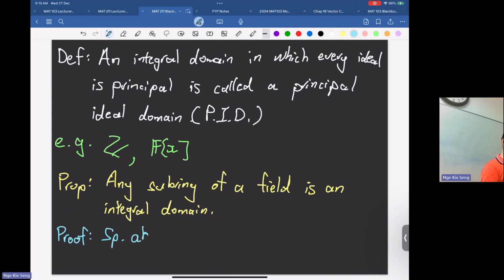Is this easy to see? Suppose AB equals 0. You want to show that A equals 0 or B equals 0. So how to show it? Inverse, right? In a field, every non-zero element has an inverse. If either A or B is 0, then you are done. Suppose A is not 0. Let me write here: if A is 0 or B equals 0, then we are done.